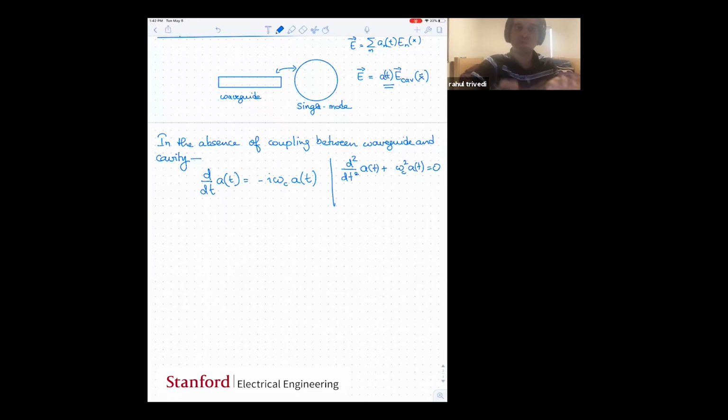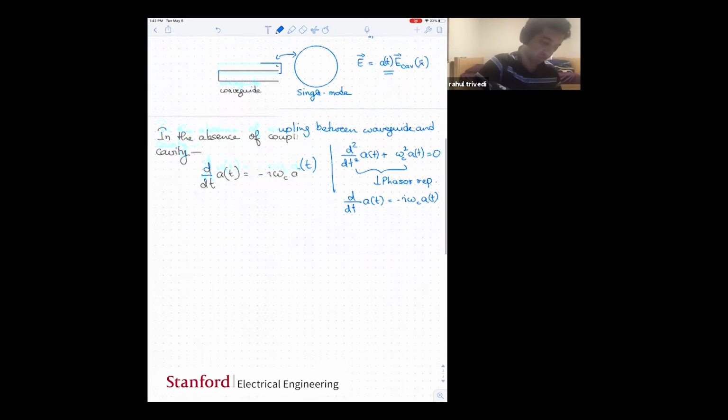So we can go into the phasor representation of this differential equation, and then you will just end up with something that is oscillating at omega c, but it'll be a complex exponential, right? So it's a completely equivalent representation, right?